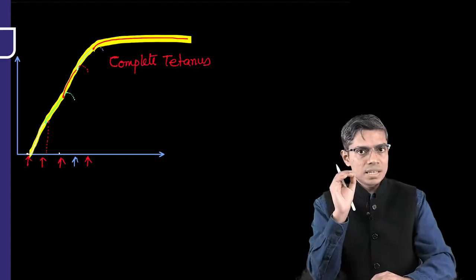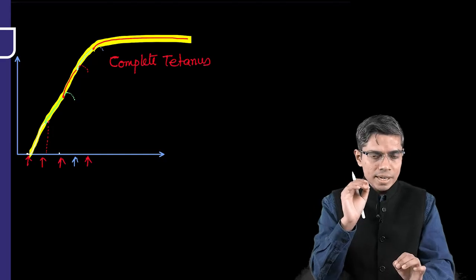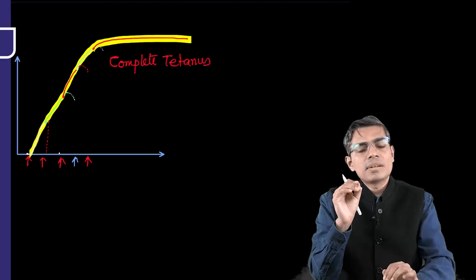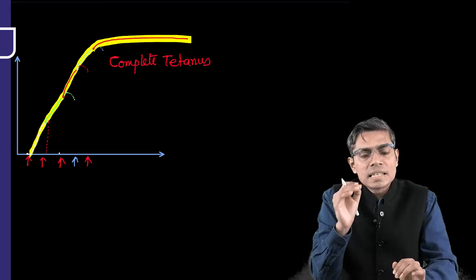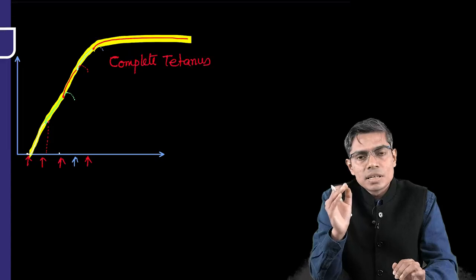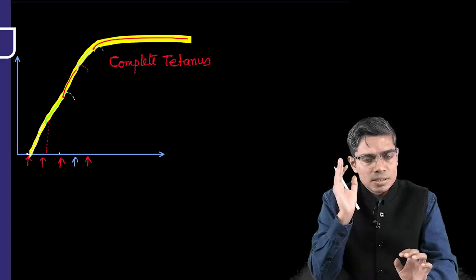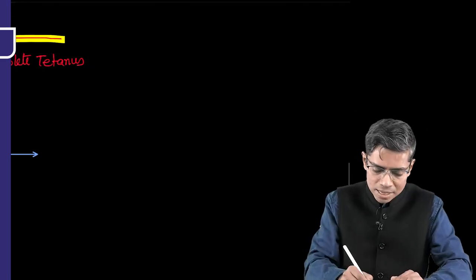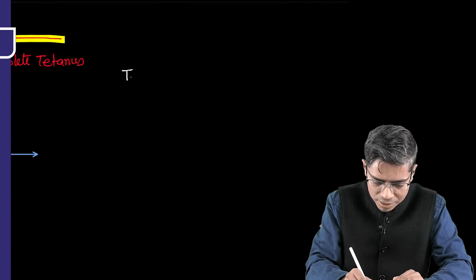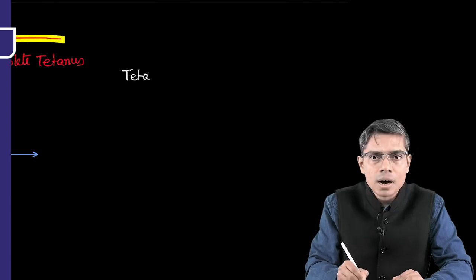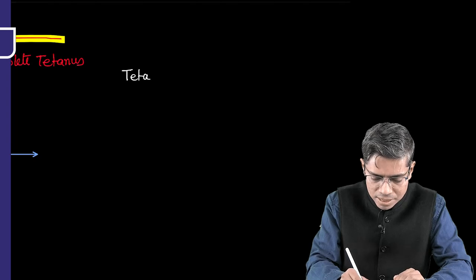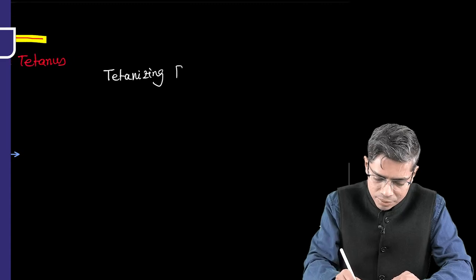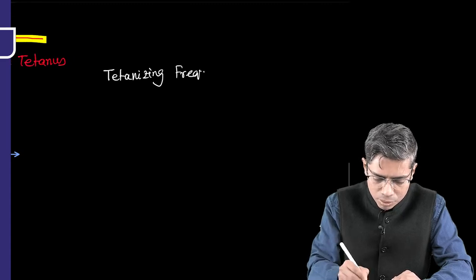So complete tetanus generation means you require a frequency which will be very high, and the frequency should be in such a way that every stimulus is falling within the contraction period of the first stimulus. That's why there is a very famous question in INI-SET type of examination, that is, what is the formula, how to calculate this tetanizing frequency of stimulus? How to calculate?